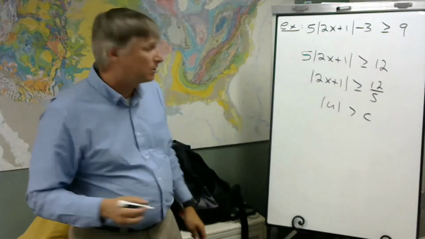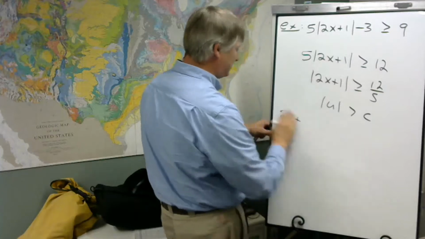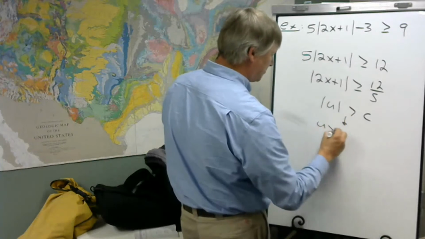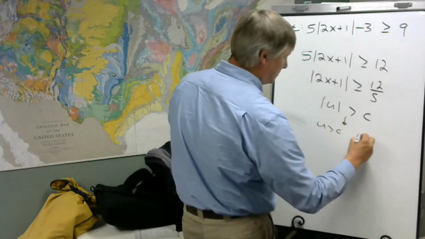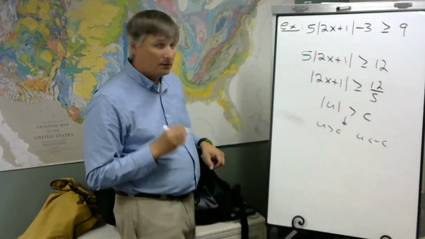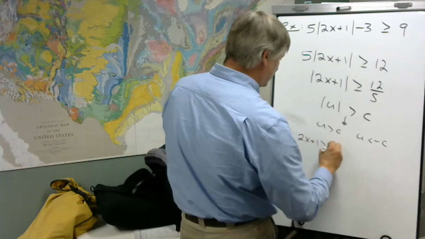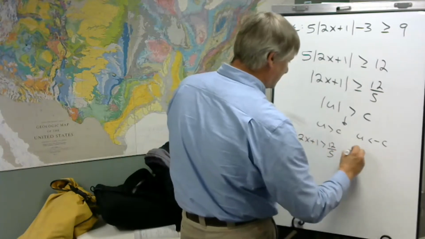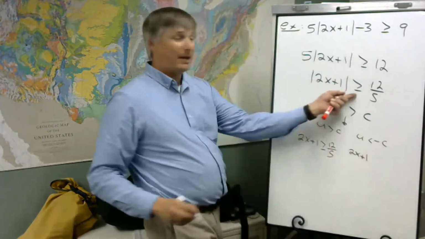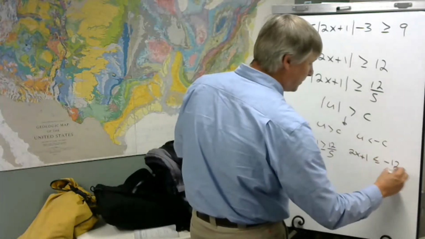So this breaks down into 2 problems. 2x plus 1 over here. Let me show how it breaks down here. It will be U greater than C, and then U less than negative C. Or for us, 2x plus 1 greater than 12/5, or 2x plus 1, oh, I gotta have that equal to, because this one has an equal to. This will be less than or equal to negative 12/5.